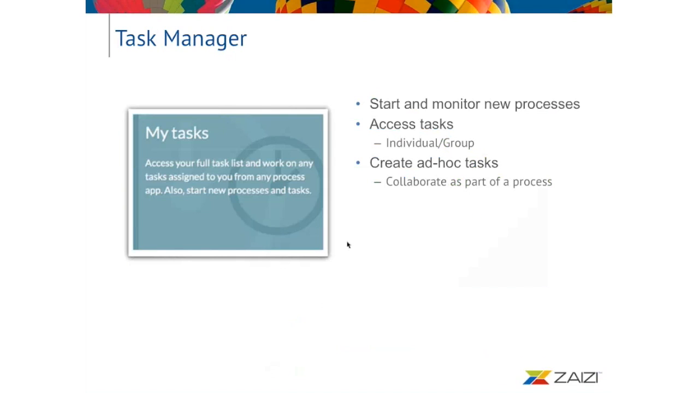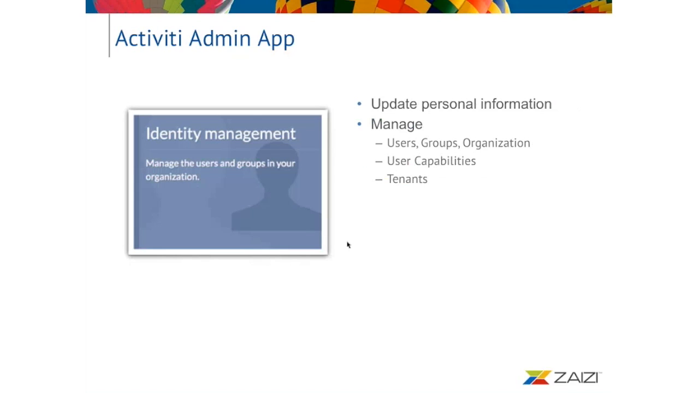The task manager is where each individual user will find their tasks that they're currently due to work on and that they need to collaborate on as part of a process. But from here, they can also start and monitor processes as well. And as you would expect, you can update your personal information through identity management. You can create groups and organize groups and capabilities through identity management as well.